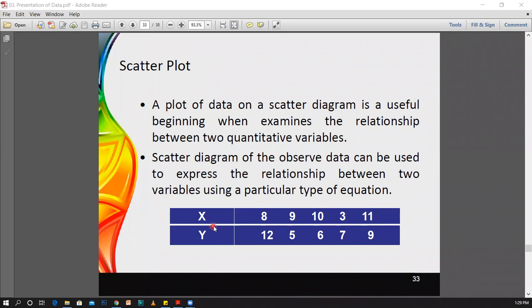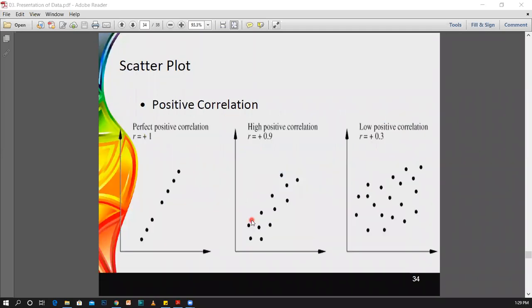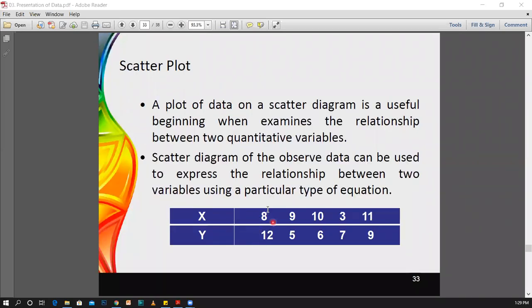This is one example I have taken here: an x variable, and for the y variable I have several values, and these values act like a pair. Here, the values of x are 8, 9, 10, 3, and 11, and the values associated with these x values are 12, 5, 6, 7, and 9. Therefore, x and y can be considered as a pair.